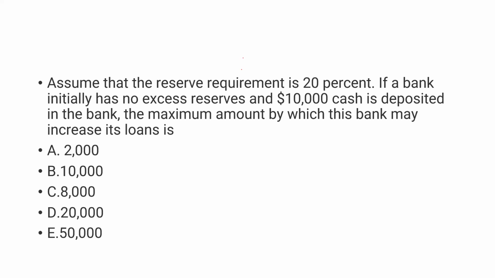Okay. If I deposited 10,000 and the reserve requirement is 20%, I've got to keep 2,000 in reserve. All right. 10,000 minus 2,000 gives me 8,000. So 8,000 is the maximum this bank can loan out. I don't use the money multiplier because it only said this bank. Okay, we've got to read carefully.